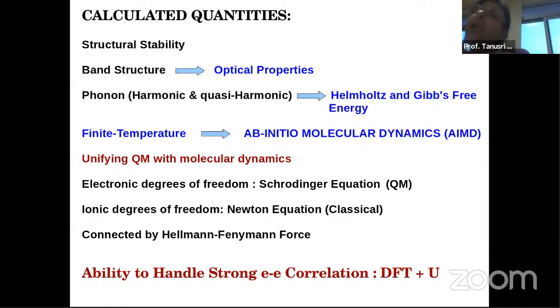Ability to handle strong electron-electron correlation: well, within certain approximation and within certain model approach, you can handle this strong electron-electron correlation within DFT plus U, which is like a static mean field approximation. Of course, the dynamical part of the strong electron-electron correlation is not included, but in many cases, especially if you have a magnetically ordered system, such a naive DFT plus U-like approach actually works pretty well.